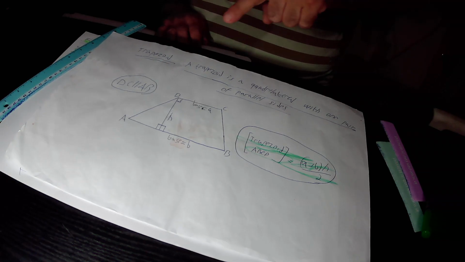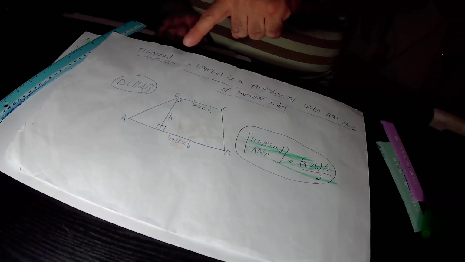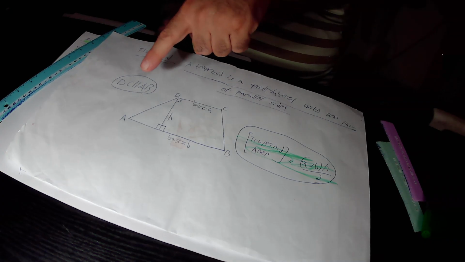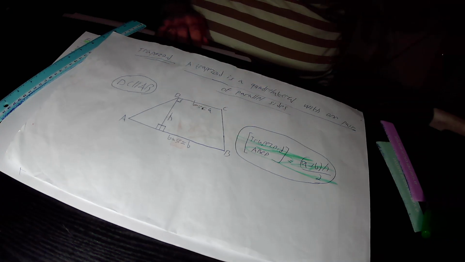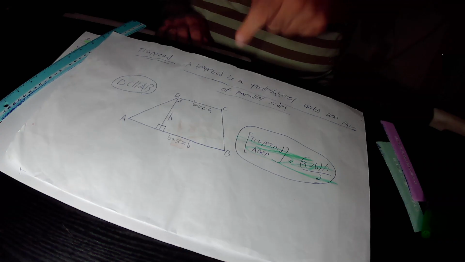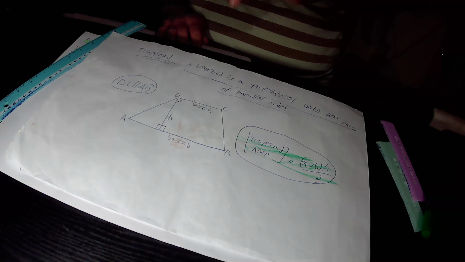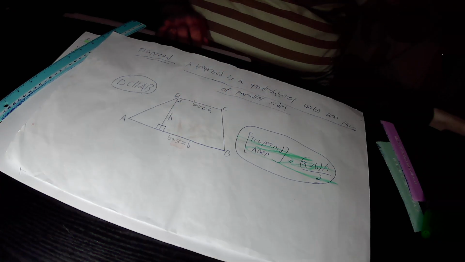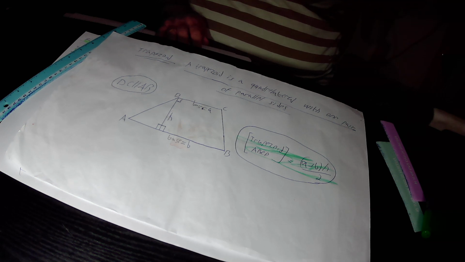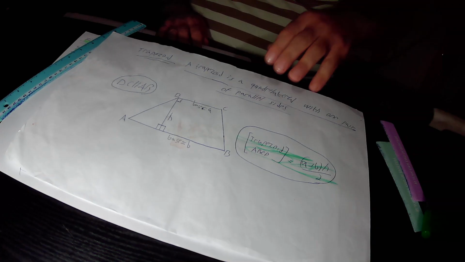If we define the length of the base DC as A and the length of the base AB as B, then the area of this trapezoid ABCD must be equal to the sum of its two parallel bases, that is A plus B, times the height edge over 2. The height edge must create 90 degrees with the two parallel bases. And again, a trapezoid is a quadrilateral with one pair of parallel sides, and the area of the trapezoid equals the sum of its two parallel bases times the height over 2.